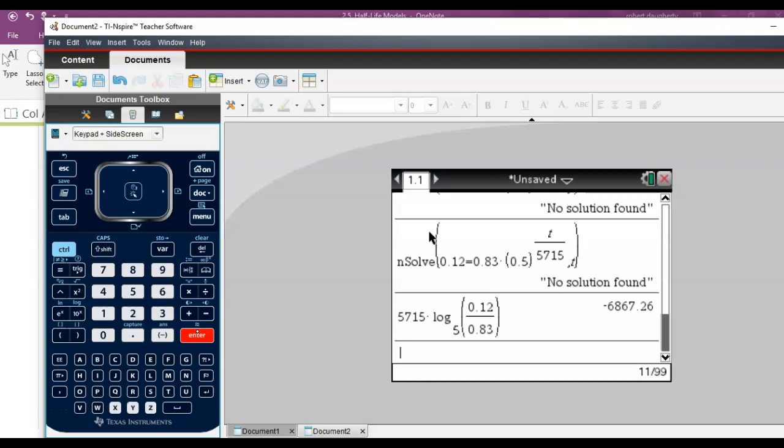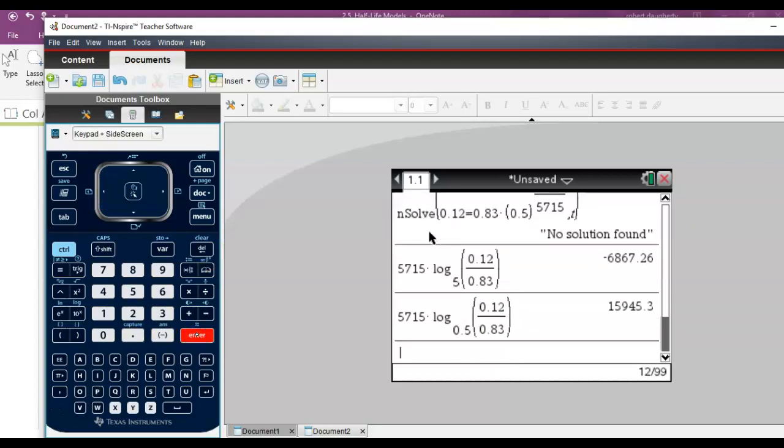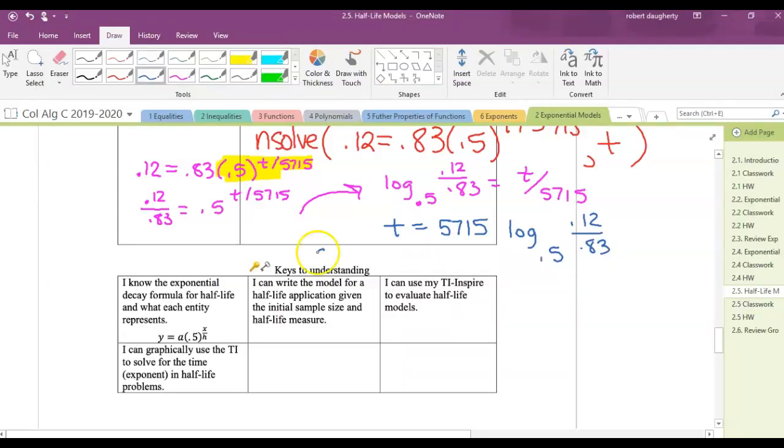And let's back up. I did make a mistake there. It is not the log of 5. It is the log of 0.5. So 15945.3. Let's just round that off, 15,945. So that tells me this skeleton is about 15,945 years old.